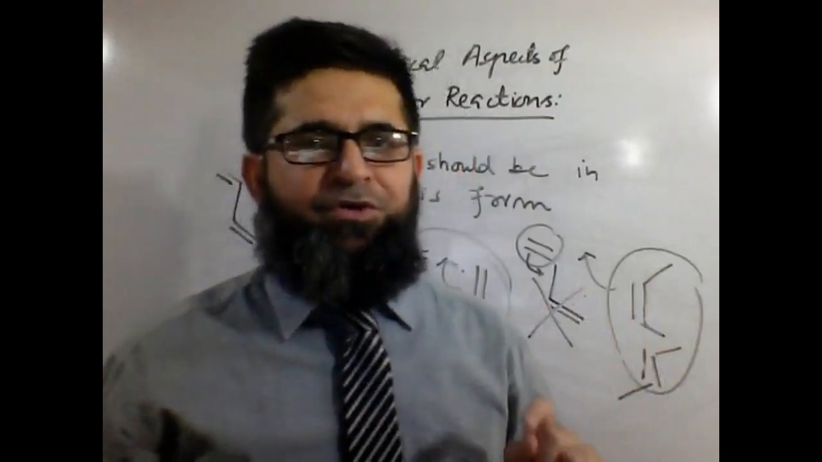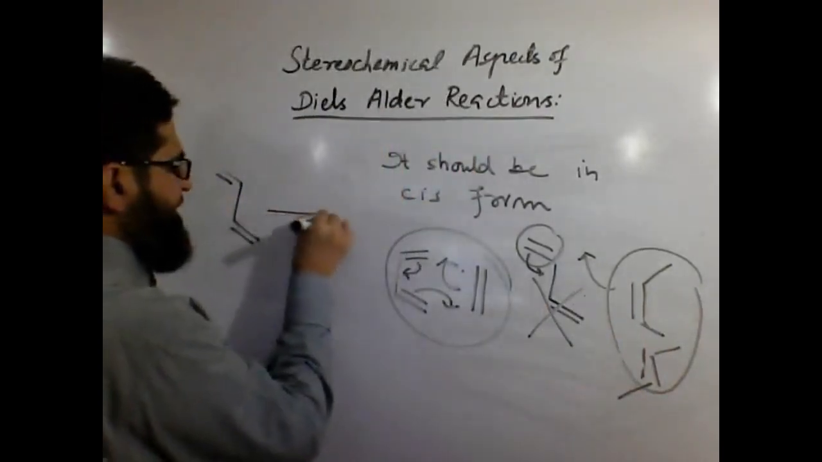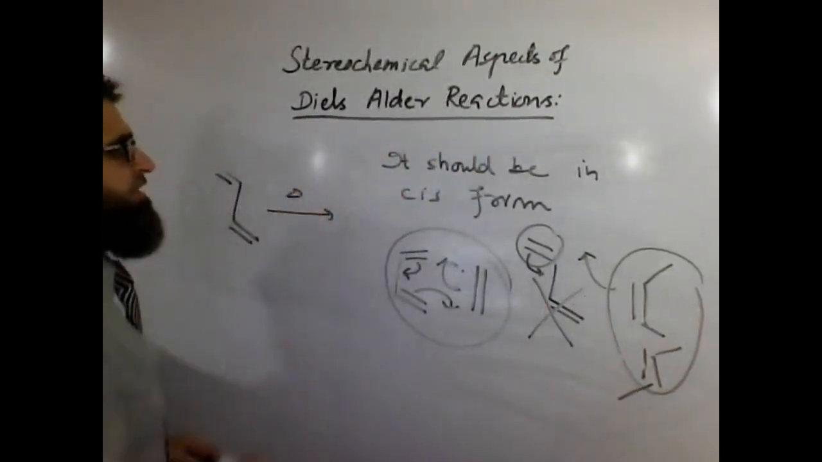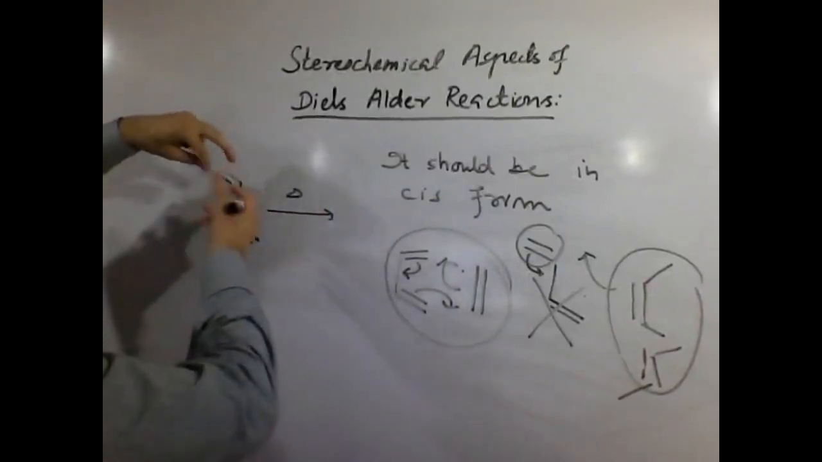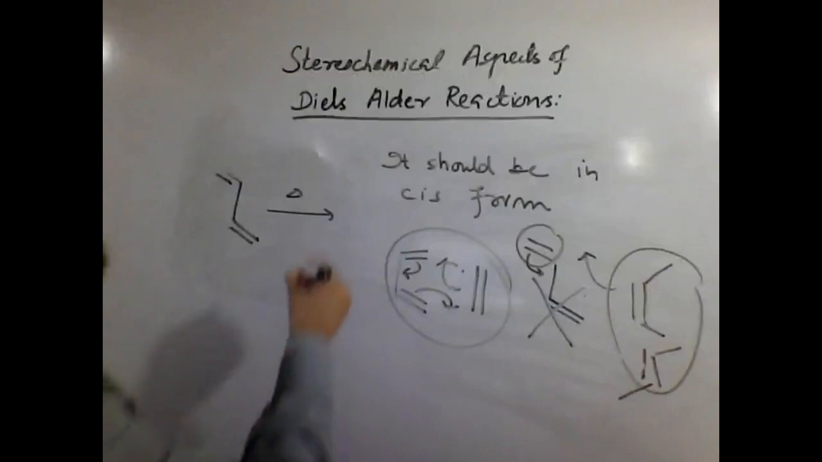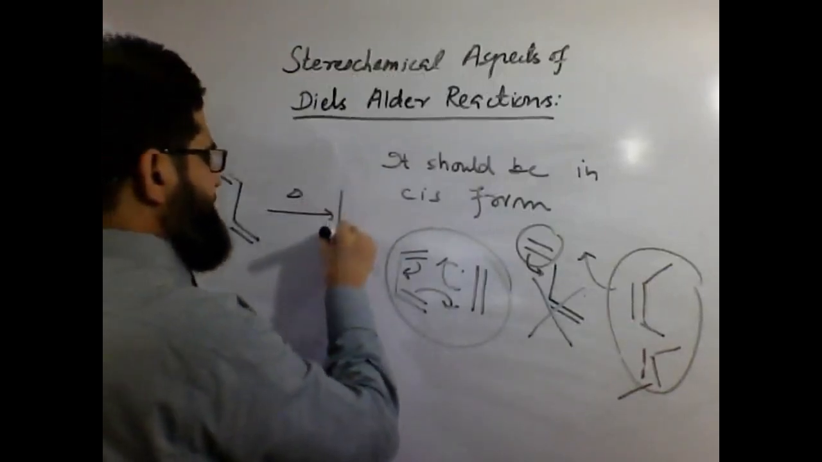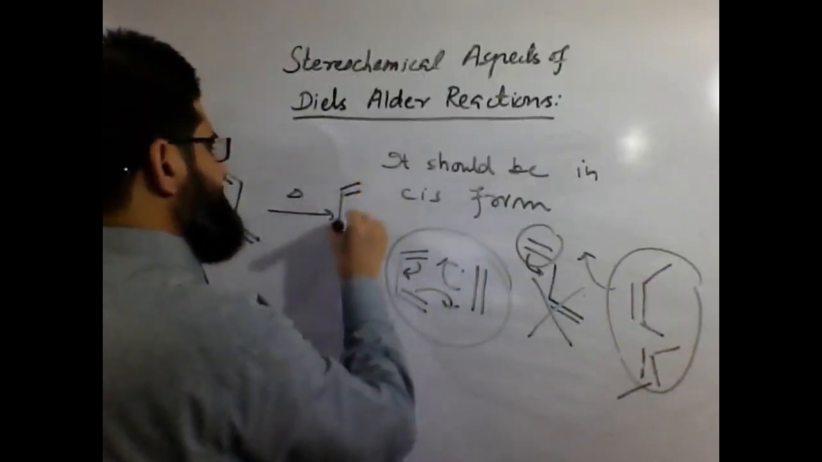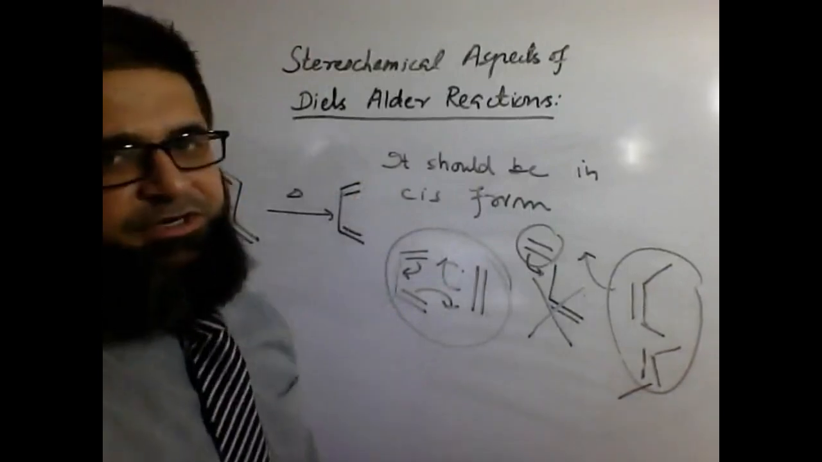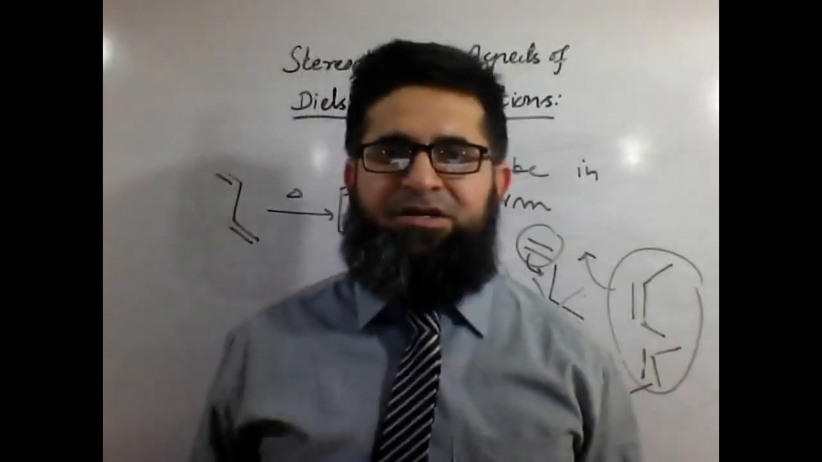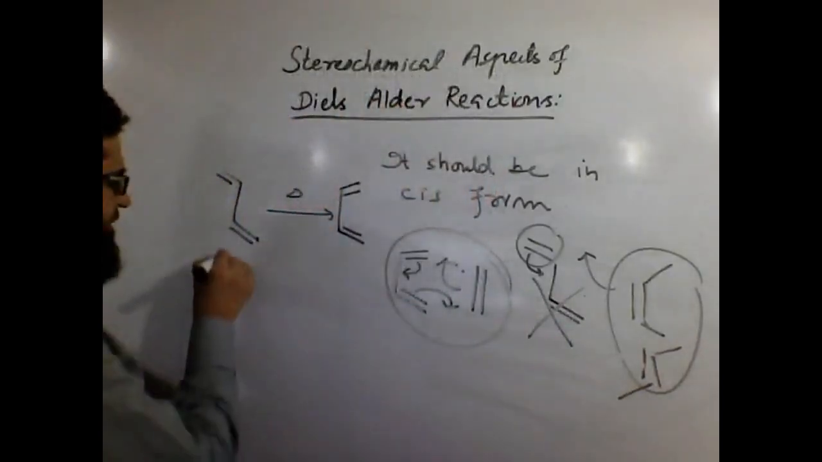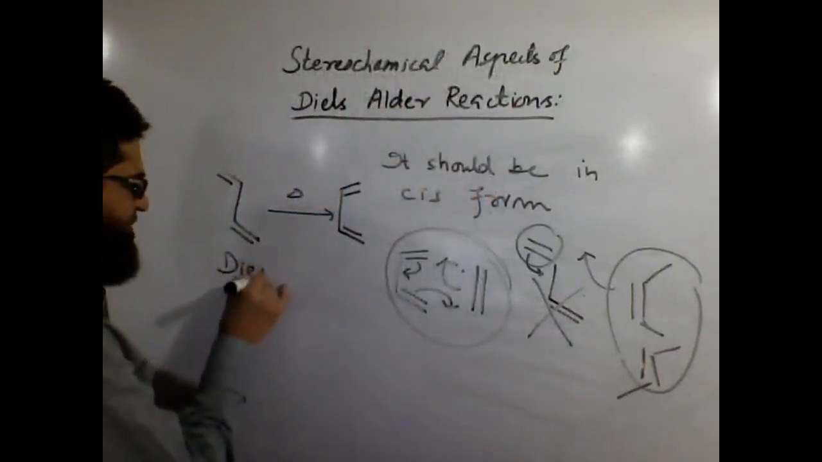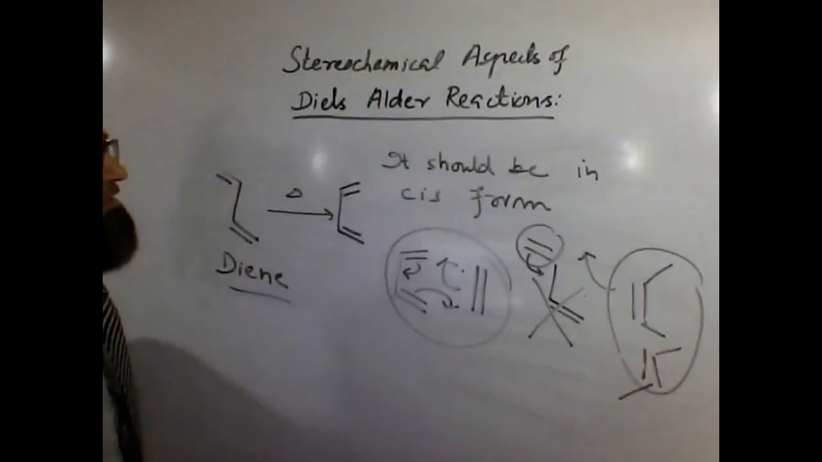Then what do we do? We simply heat them. By heating, the double bond gets rotation. It rotates around the carbons and the trans diene converts into cis first, and then it participates in the Diels-Alder reaction. So trans dienes in the beginning are not useful. They don't participate in the Diels-Alder reaction.